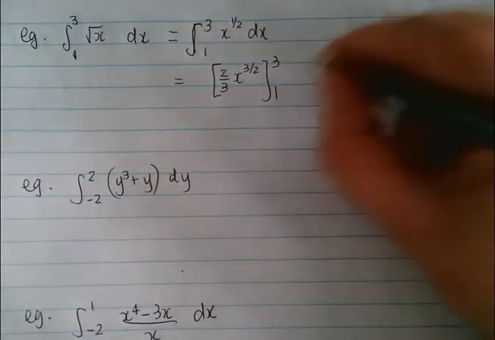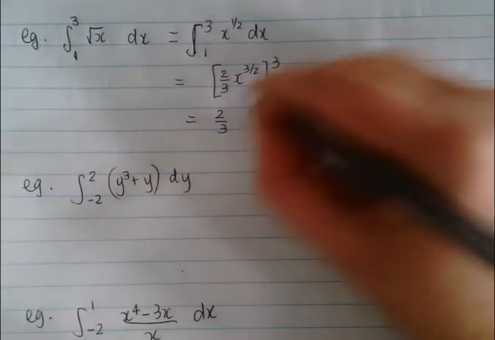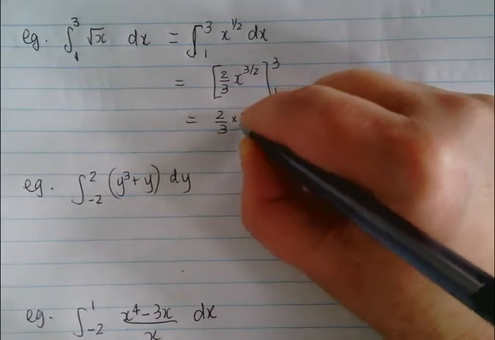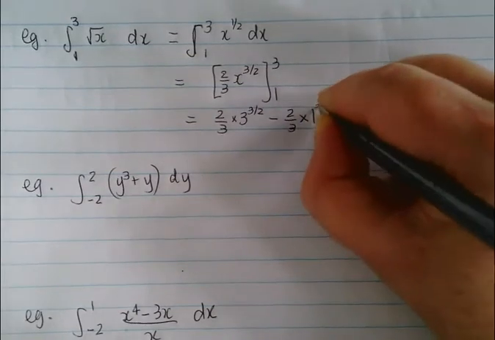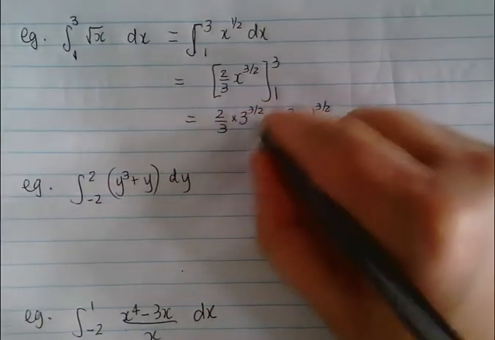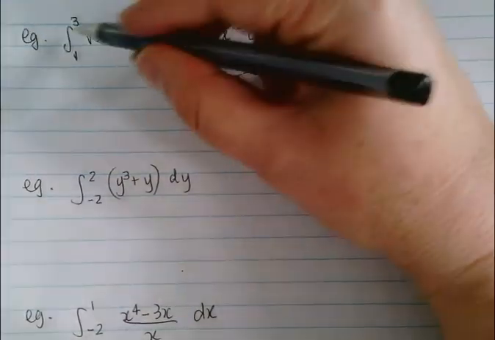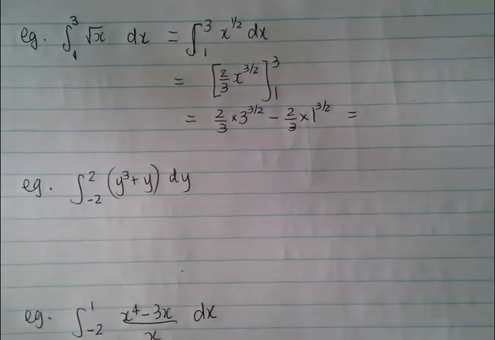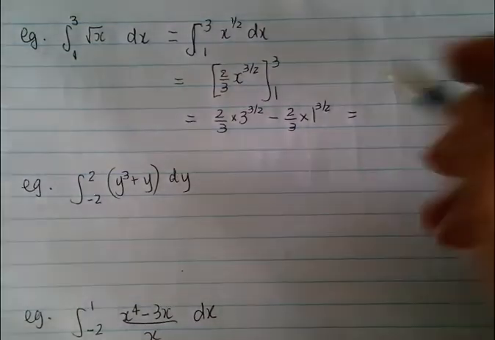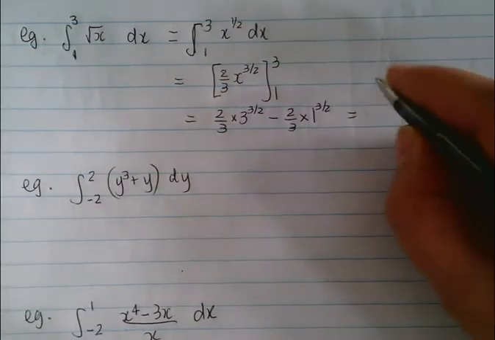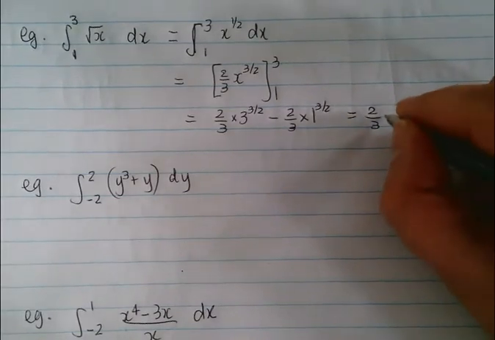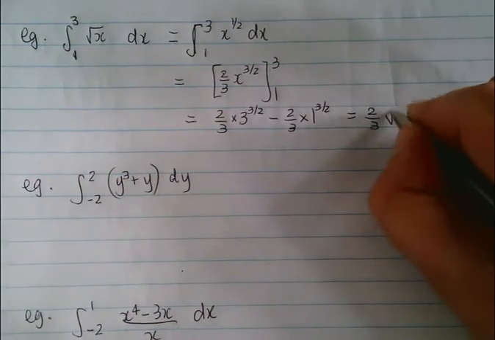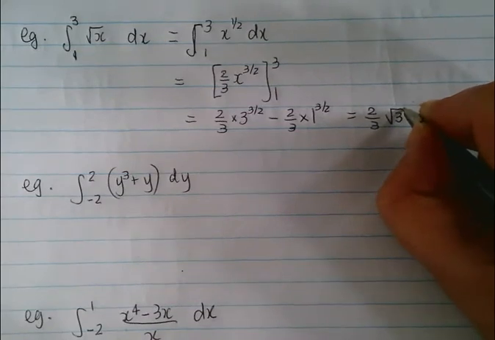Now, obviously, I'm not going to be able to work this one out. So I've got 2/3 times 3 to the 3 on 2 minus 2/3 times 1 to the power of 3 on 2. If I had some different values here, I'd be able to evaluate that. If it was between 9 and 1, or, oh, no. If it was a different value, I'd be able to, but I can't. So what do I get? It's just 2/3 root 3 cubed minus 2/3. You can evaluate it to a decimal place or something.